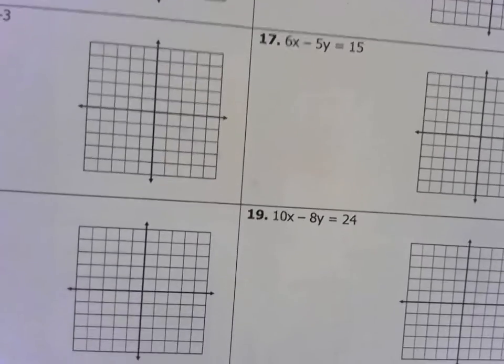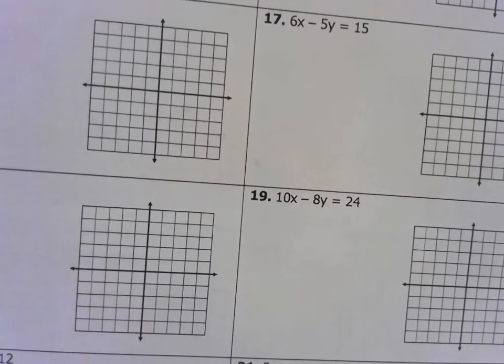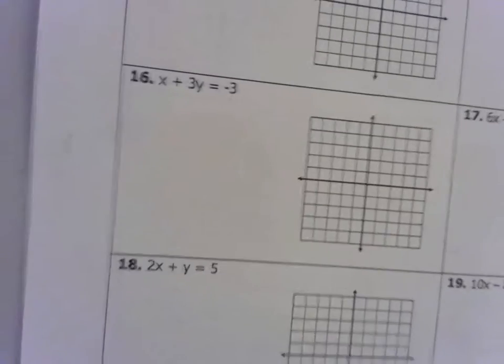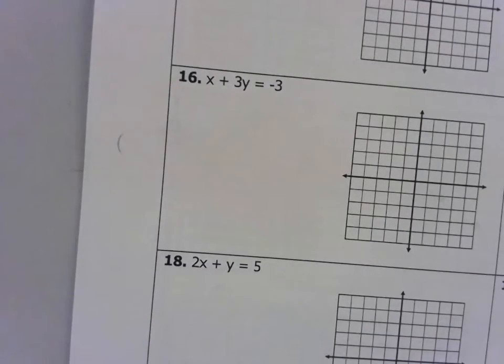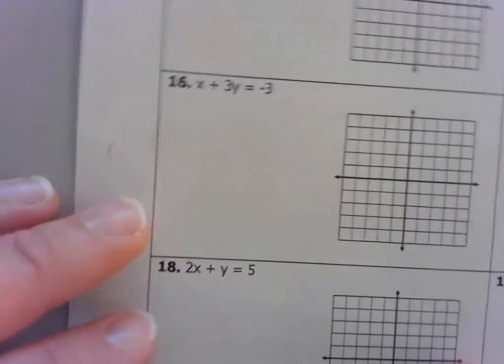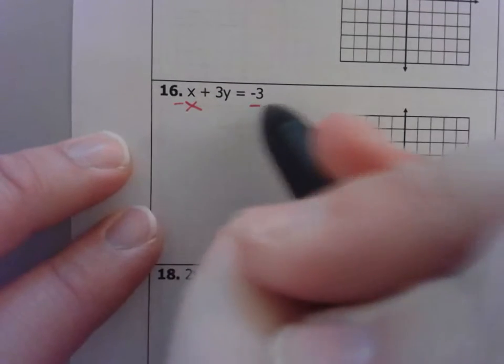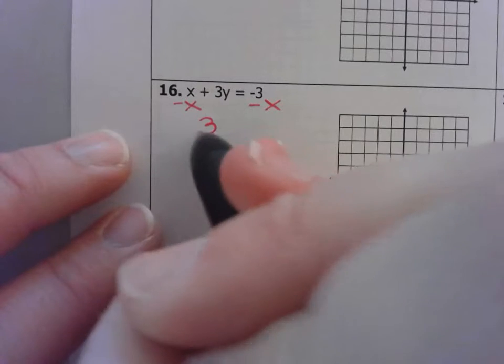How about 16. Which one? 16? Okay. We can look at 16. Let's solve for y. What do I do first? Minus x. Minus x. Good. You guys are getting this.